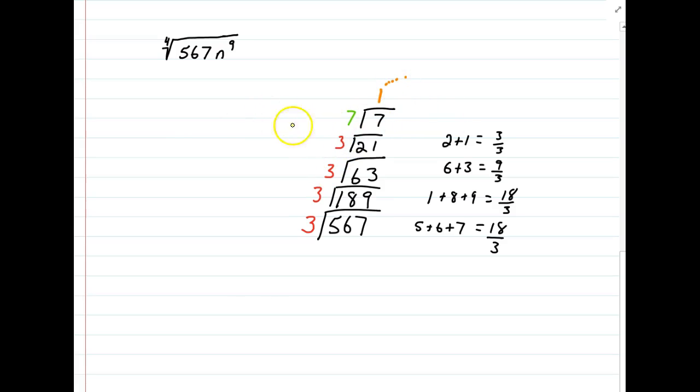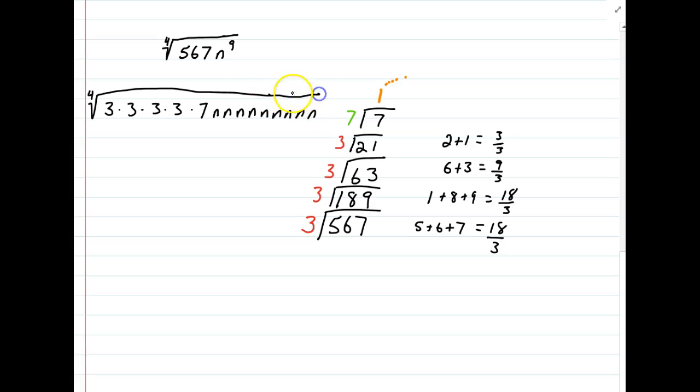So your first step after doing the birthday cake is to expand it out. I'm going to come over here and write 3 times 3 times 3 times 3 times 7. Again, you could check this on your calculator by going 3 times 3 times 3 times 3 times 7 just to make sure that it does equal 567. All this is going to be under our radical symbol with the 4th root. Now the n to the 9th, I'm going to expand, so I have 9 n's underneath the symbol.